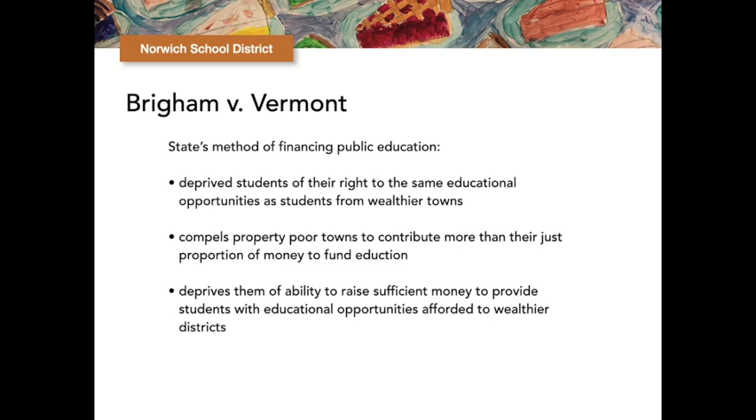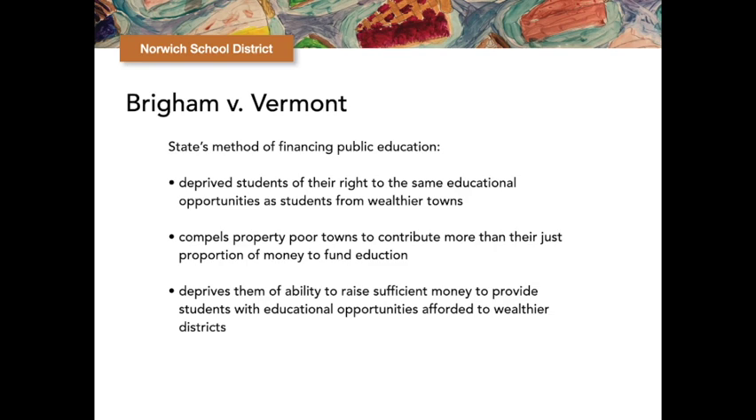So what was Brigham versus Vermont? The Brigham case came about when multiple parties brought suit against the state of Vermont, alleging both distinct and overlapping claims. Two students from the towns of Whiting and Hardwick claimed that the state's method of financing public education deprived them of their right under the Vermont and U.S. constitutions to the same educational opportunities as students who reside in wealthier school districts.